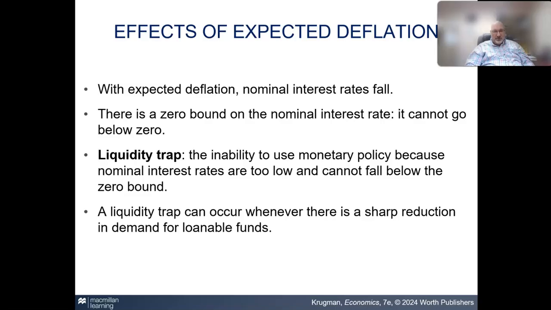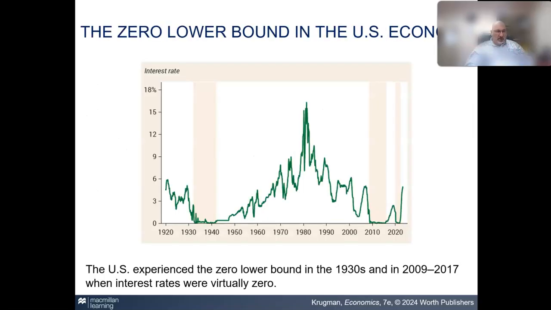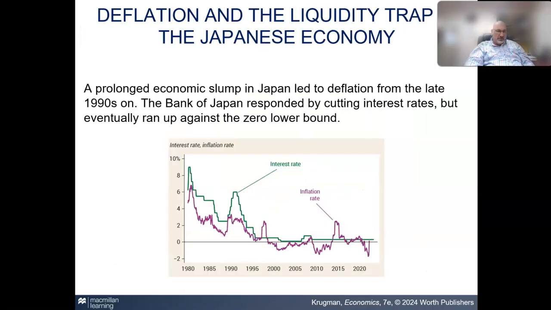It can occur whenever there's a sharp reduction in demand for loanable funds. If that happens, then we are basically in a bad spot. The U.S. experienced the zero lower bound in the 30s, and again from 2009 to 17, when interest rates were virtually zero. In the Japanese economy, a prolonged economic slump led to deflation from the late 1990s on. The Bank of Japan responded by cutting interest rates, but eventually ran up against the zero lower bound problem, which is a big thing.